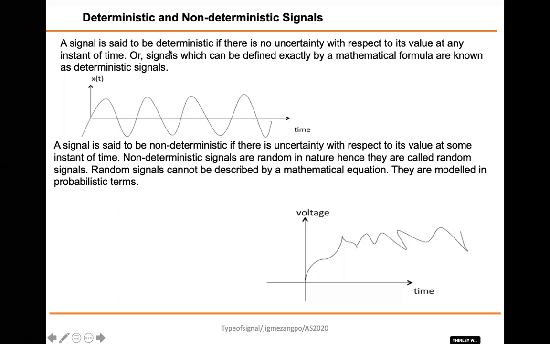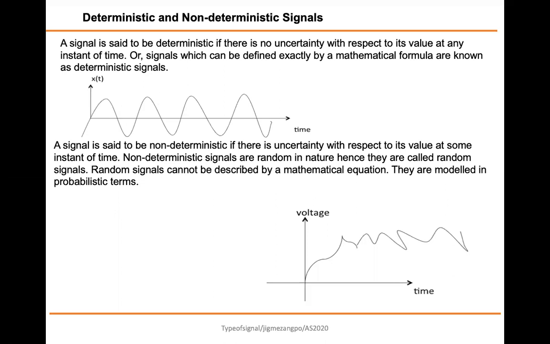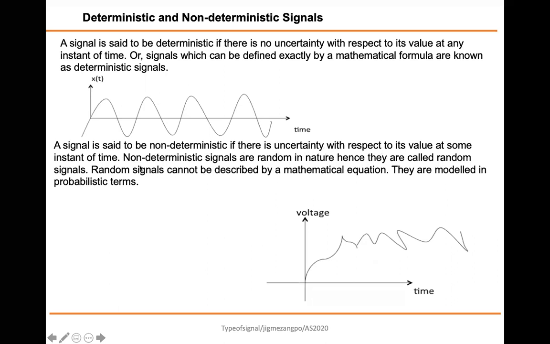A signal is said to be deterministic if there is no uncertainty with respect to its value at any instant of time, or a signal which can be defined exactly by a mathematical formula is known as a deterministic signal. The opposite of a deterministic signal is a non-deterministic signal. A signal is said to be non-deterministic if there is uncertainty with respect to its value at some instant of time. Non-deterministic signals are random in nature, hence they are called random signals as well. A random signal cannot be described by a mathematical equation. They are modeled in probabilistic terms.